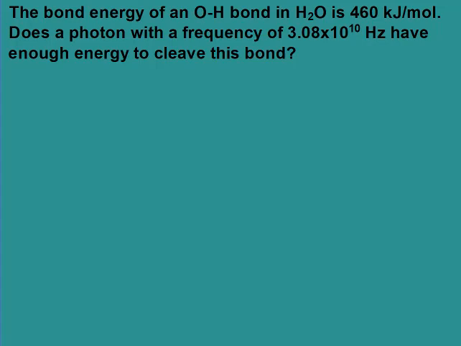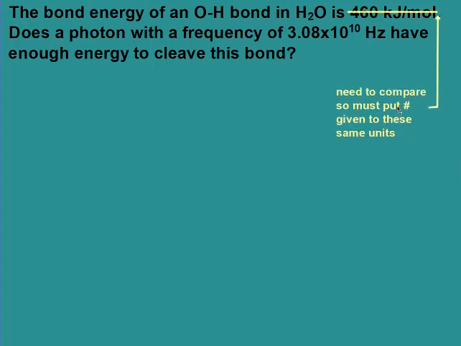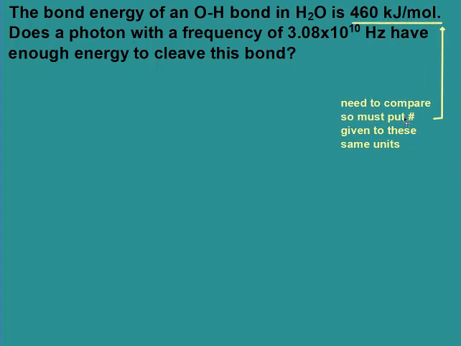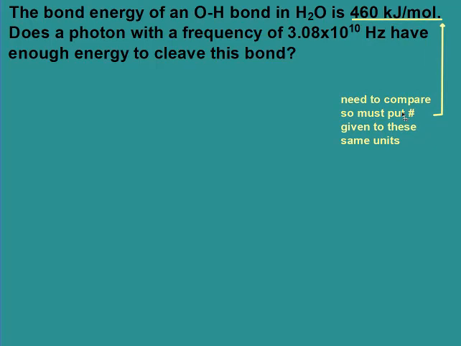This problem is similar to problems that they put on the AP test a lot of times where you're going to have to do a comparison. So reading the problem, it talks about the bond energy of an OH bond in H2O. And it says that that OH bond has 460 kilojoules per mole. Then they say, well, does a photon with a frequency of 3.08 times 10 to the 10th hertz have enough energy to cleave, which means break, this bond?